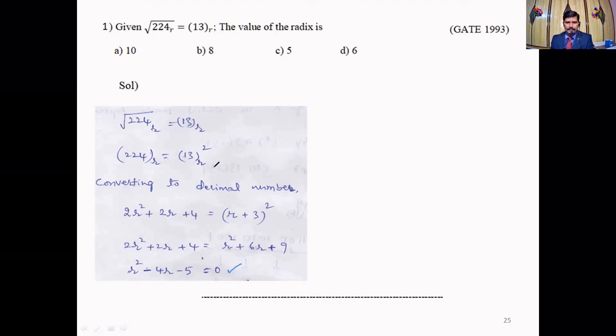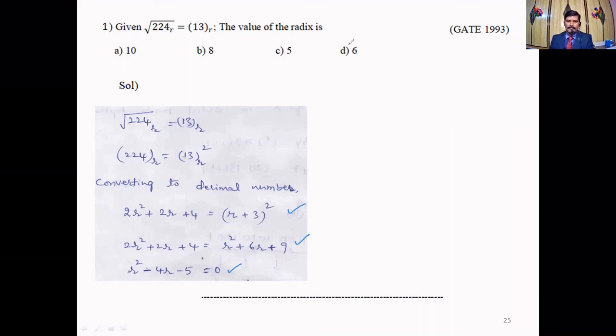And here also, inside, 13 to the base r: r power 0 into 3, that is 3, and r power 1 into 1, that is r. So (r plus 3) whole squared. Squaring this side, (r plus 3) squared means r square plus 6r plus 9, the (a plus b) whole square formula. And coming to r square, if you take this across, 2r square minus r square, minus 2r minus 6r, gives r square minus 4r minus 5. The equation came.